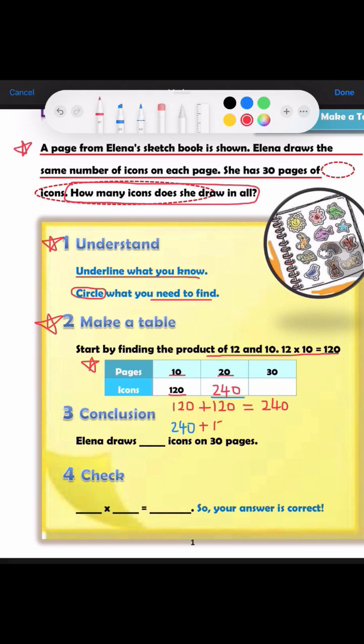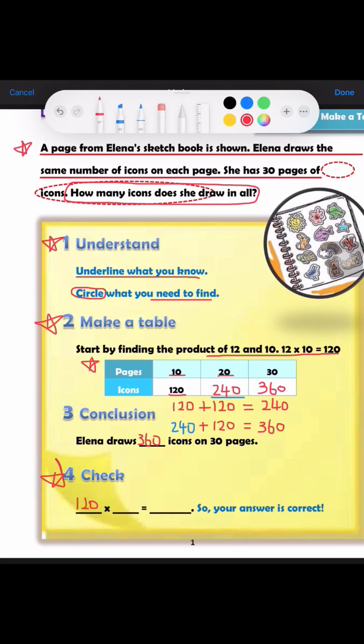So how about if she draws 30 pages? That will be 240 plus 120, and there will be 360 icons. So in conclusion, Eleanor draws 360 icons on 30 pages. Now we need to check the answer.